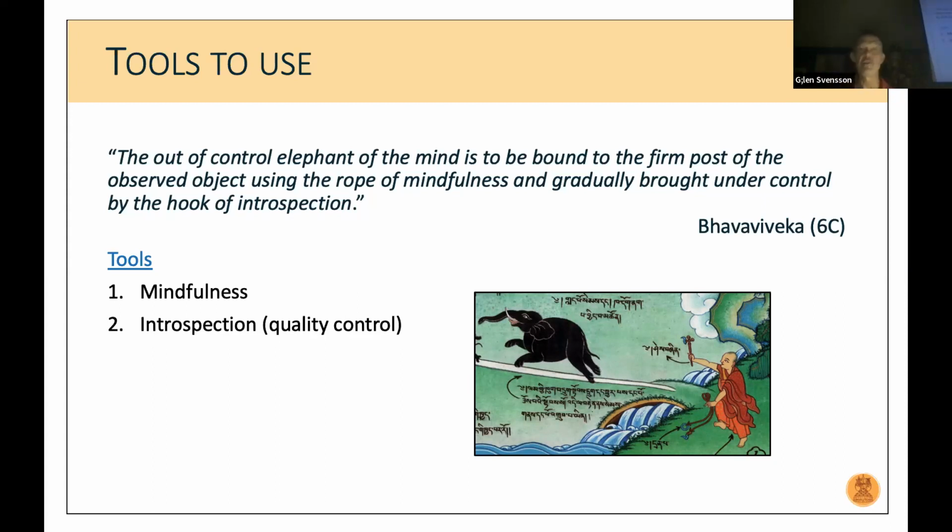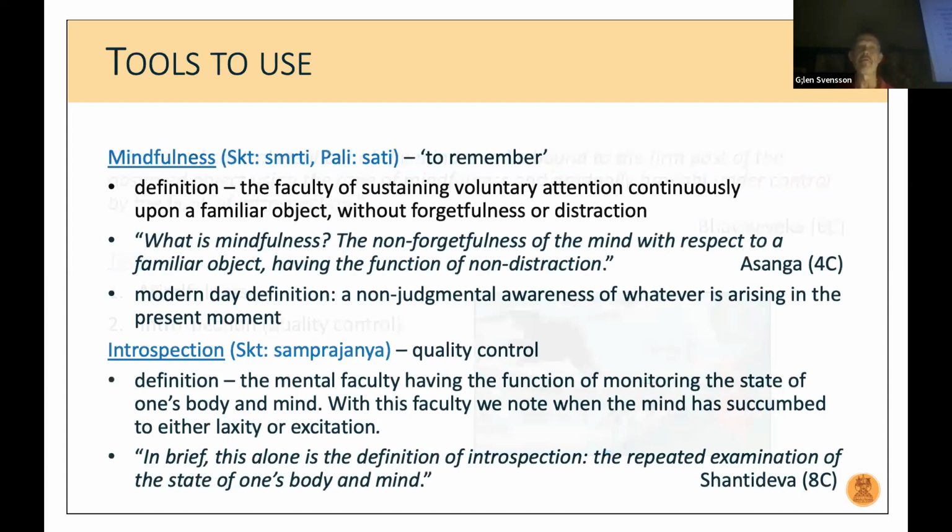The elephant is the mind. You can see the elephant here initially running wildly ahead of the meditator. Our mind is completely out of control. And the meditator is trying to then control that with a rope of mindfulness to hold the object, and the hook of introspection to monitor that. Just briefly, a little bit more information on those two tools. Mindfulness is what is being translated from the original Sanskrit term smrti, or the Pali term sati. And both of those terms literally mean to remember the object, to hold the object, to not forget it.